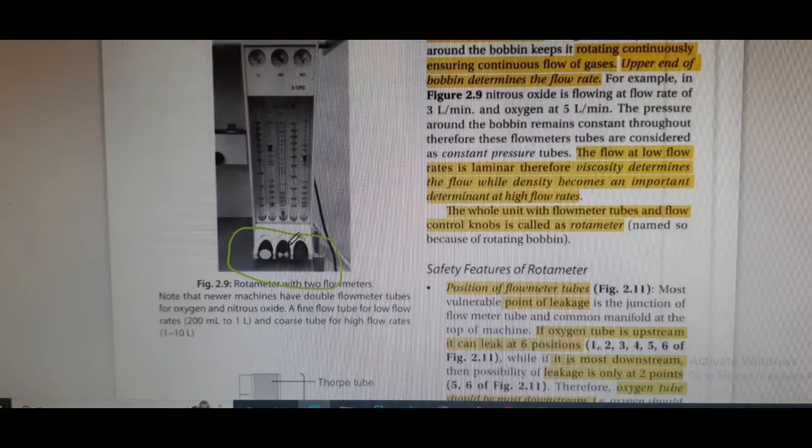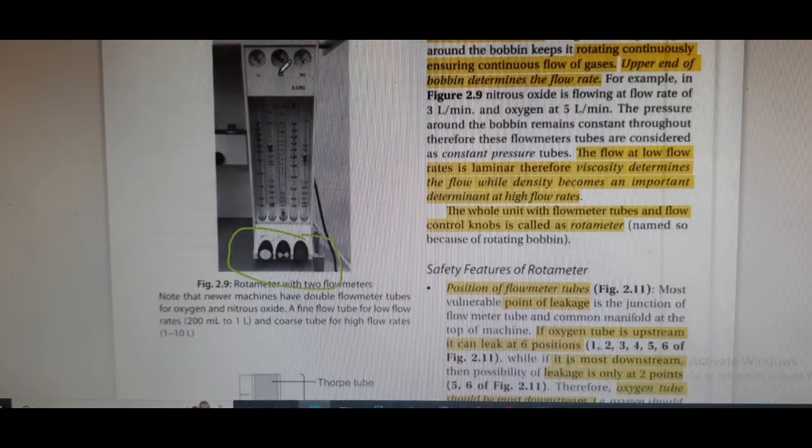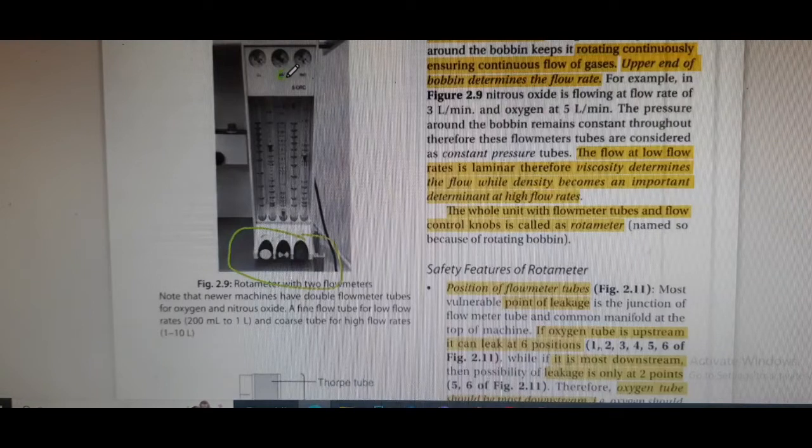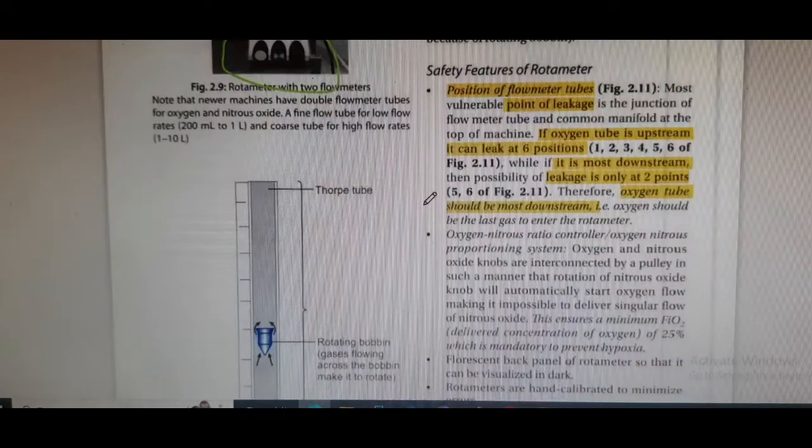So that is the flow control knobs. They have put the chemical formula also here. That is, for now, the safety feature of the rotameter, and here you can see an image.